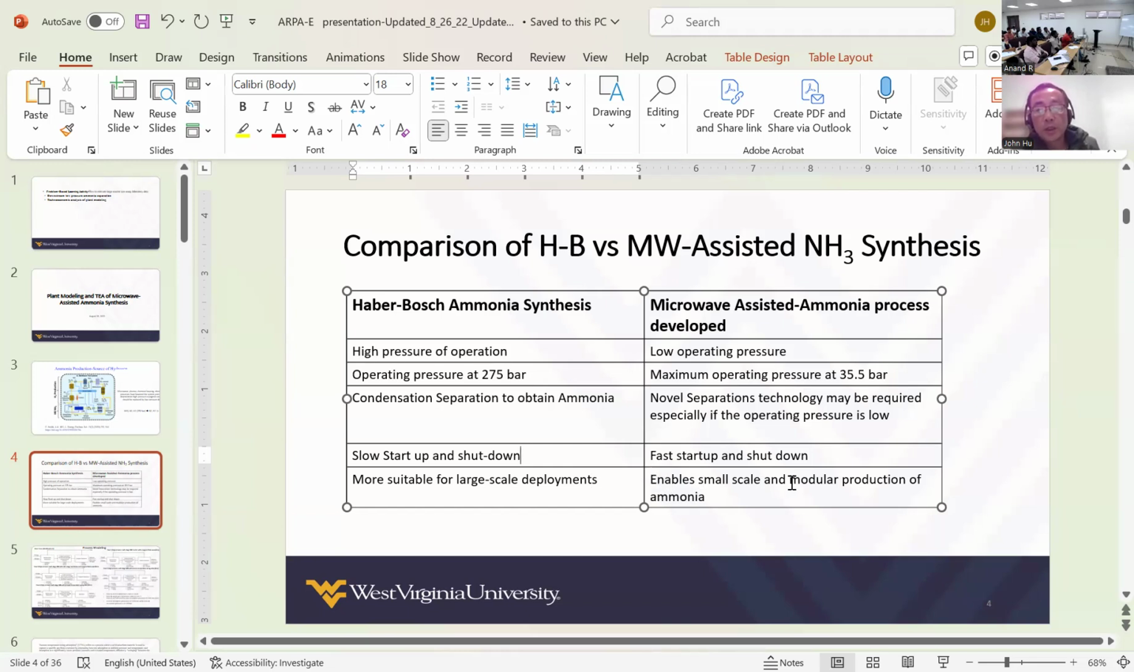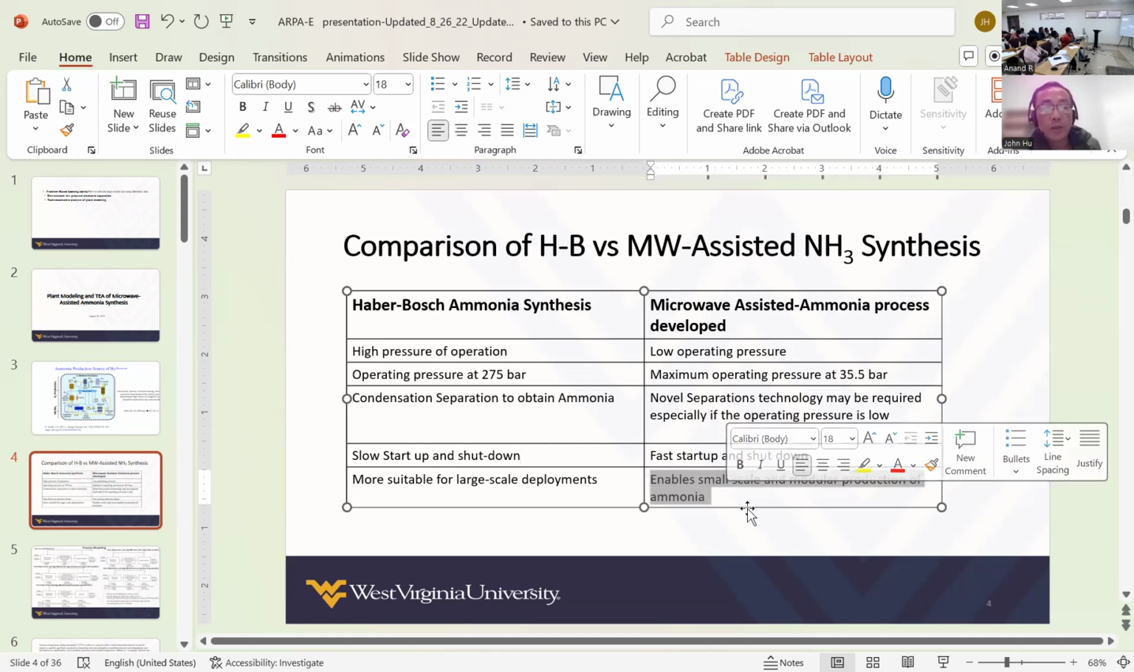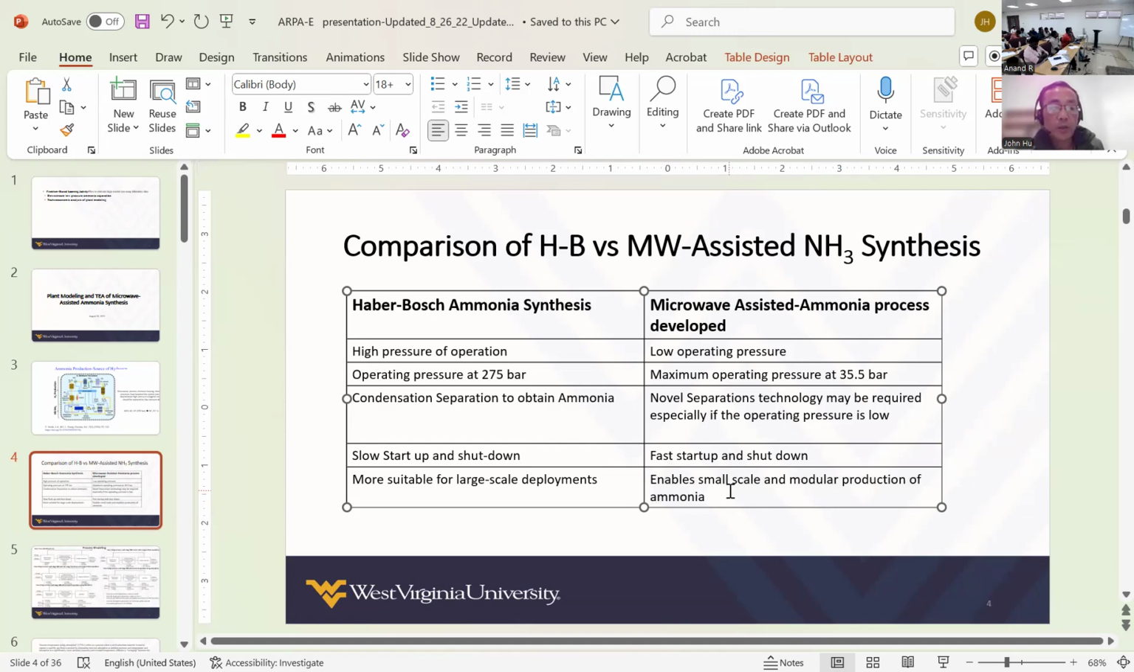So the microwave process enables small scale and modular operation. Typically, if you start a Haber-Bosch plant, you have to have enough hydrogen supply, either from coal or, in the United States, natural gas. Now with the microwave, we use renewable power, solar and wind, so we are dealing with a small scale. Remember the case study where I had the class calculate a 100 megawatt solar or wind farm? How big a plant can you sustain? It's 70 tons at the most, compared to 1,000 tons.